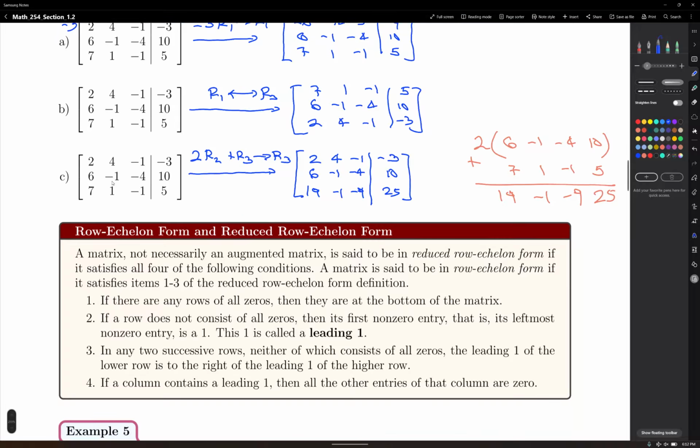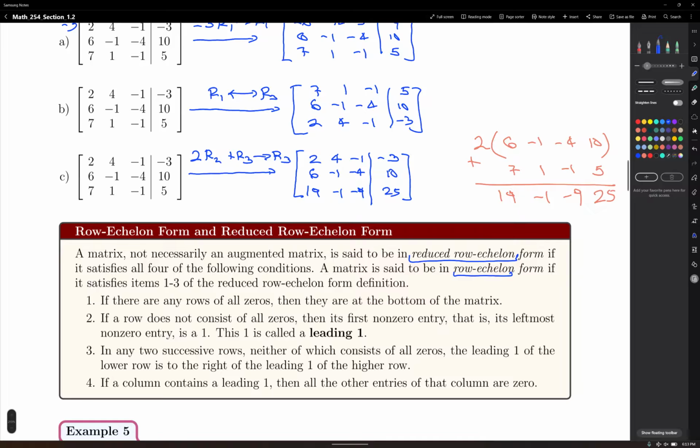Okay, more definitions. Row echelon form versus reduced row echelon form. Okay, so let's have a look at this definition. So a matrix is not necessarily an augmented matrix. It could be any matrix. So it's said to be in reduced row echelon form if it satisfies all four conditions below. However, on the other hand, it's just row echelon form, which is not the same as reduced row echelon form, if it only satisfies the first three conditions, and not the fourth. We'll see about it.